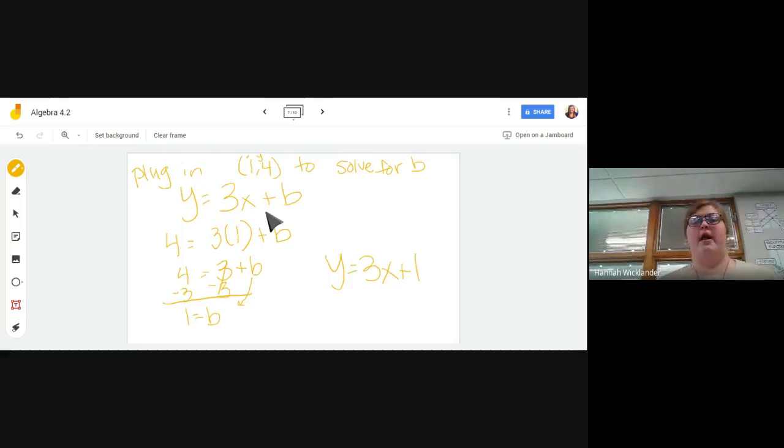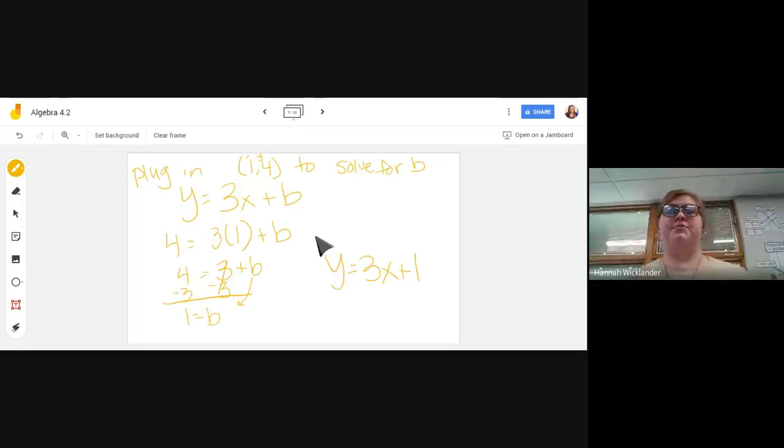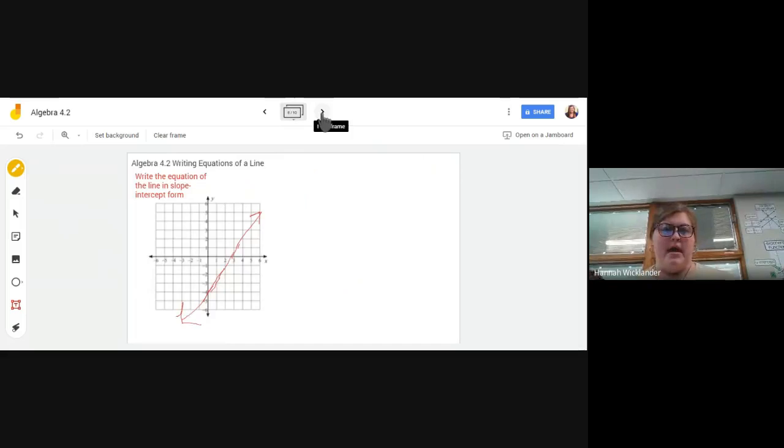Ta-da! They're not as hard when you break them up into 2 steps. It looks overwhelming, but just know that if you break it up, it makes it a little bit easier. Okay, we have 2 more examples. Next, we're going to write the equation of the line in slope-intercept form given a graph.